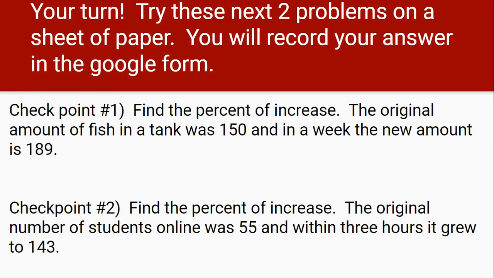All right, you can pause the video here, and you are allowed to use a calculator for these type problems. So try checkpoint number 1 and checkpoint number 2 on a separate sheet of paper. Use your calculator to do all the figuring out for you, and then you will record your answer in the Google form.